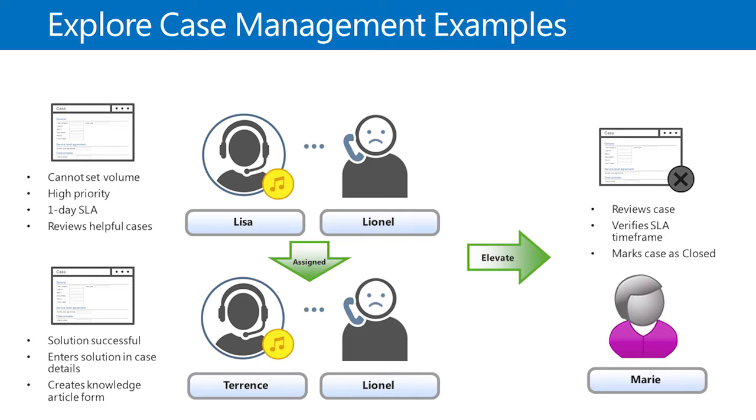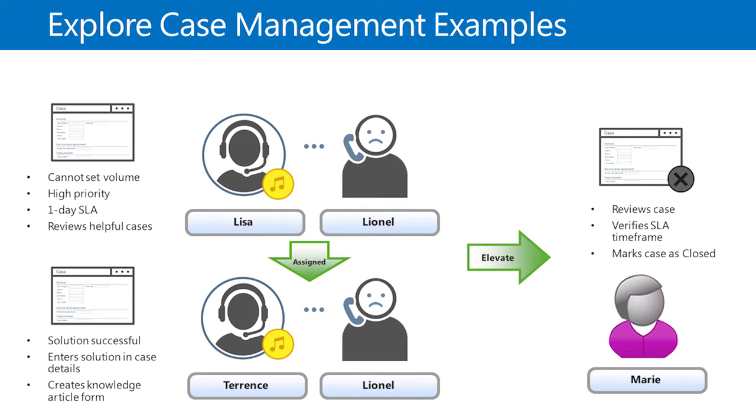His solution is successful, and he decides to document the solution for other people to use if they encounter the same problem. Terrence adds the document to the knowledge article form, assigns the document to the volume category, and manually elevates the ranking so that other Contoso employees will know that this is a successful solution. Now Terrence elevates the case to the next level.